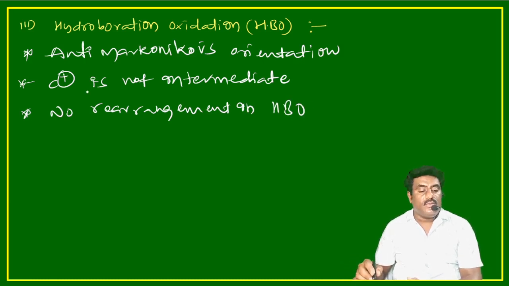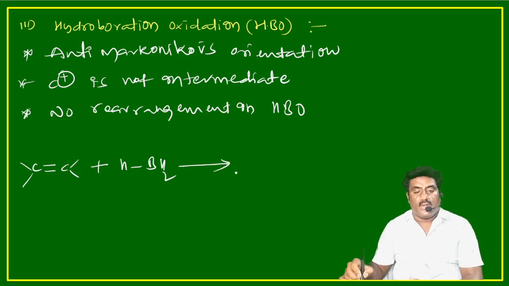First I am writing the reaction. Carbon double bonded with carbon, in presence of diborane, B2H6. B2H6 is an electron deficient compound. I am writing BH2H.